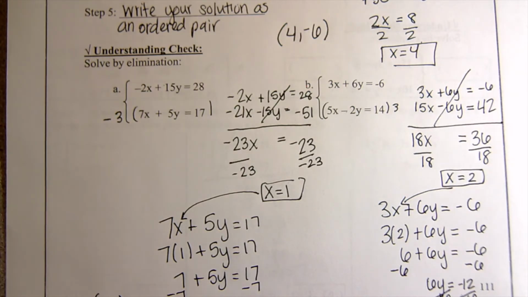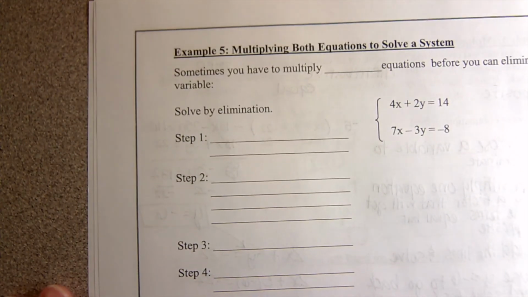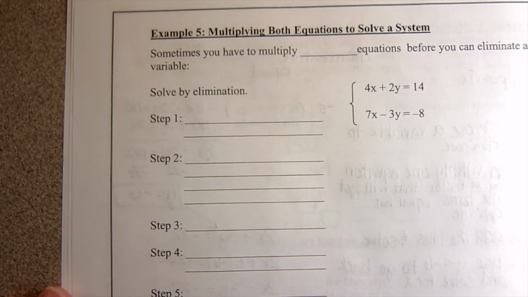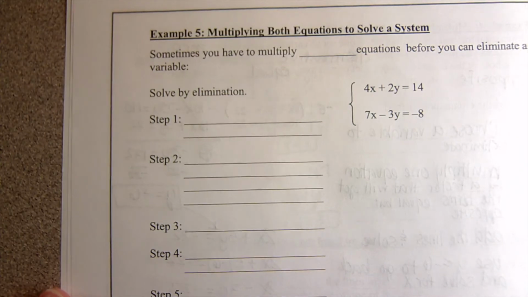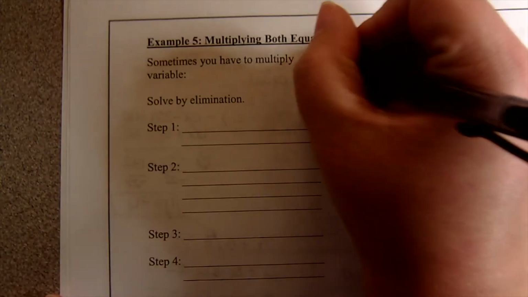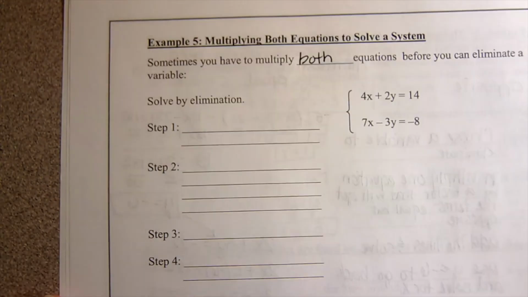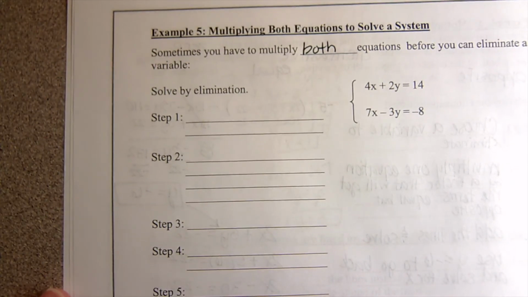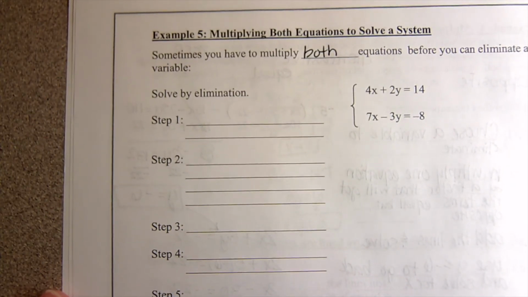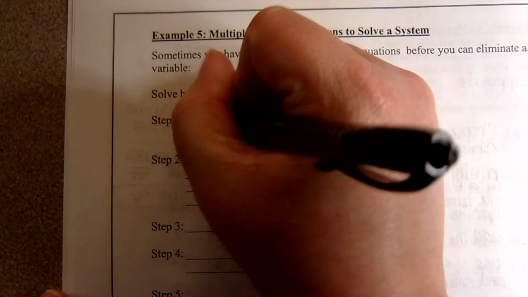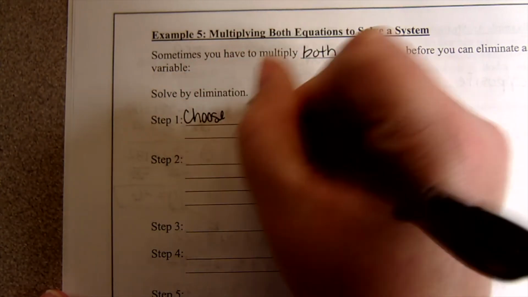All right, so we're going to add one more layer to what we are doing, so go ahead and turn to the next page. So sometimes it's not going to be this easy. Sometimes you have to multiply both equations before you can eliminate a variable. So step 1, same thing. Choose a variable to eliminate.